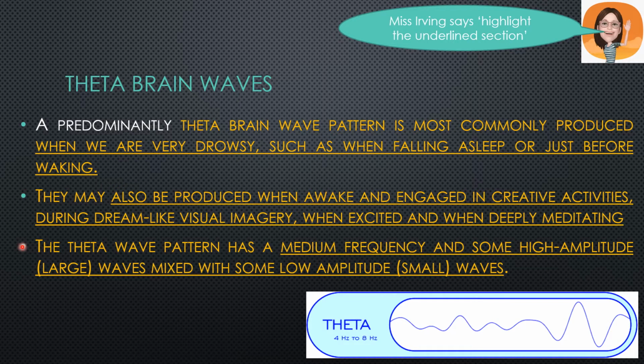So theta brainwave has a medium frequency and some high amplitude large waves, mixed with some low amplitude small waves. So look at the pattern again. Look how very, very slow it is. So this is why you can say deeply meditating would be very reminiscent of this. So medium frequency, so they're just there. If it was high frequency, they'd be very, very close together. So medium frequency and some high amplitude, so their waves are huge. And some small ones as well.